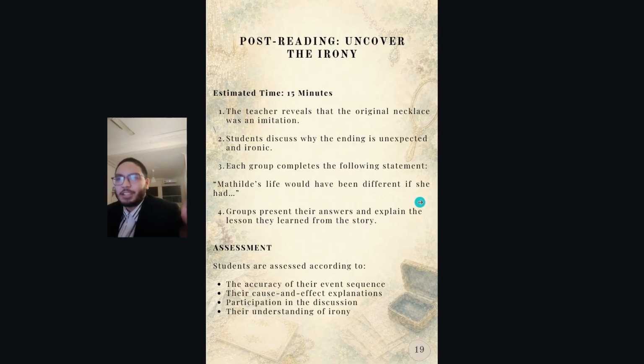So they'll be assessed according to the accuracy of their cause and effect explanations, their participation in the discussion, and their understanding of irony.